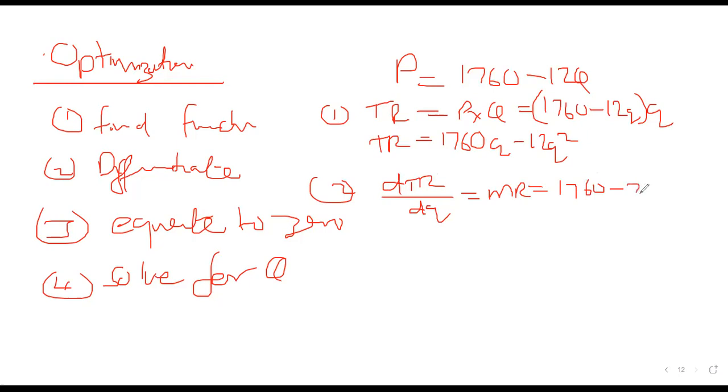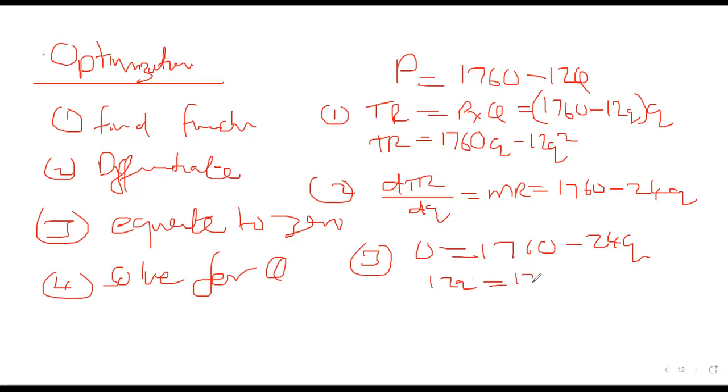1760 minus 24Q. Then step 3, you equate to 0. 1760 minus 24Q equals 0, and this one will come to this side. 24Q is equal to 1760. So you divide both sides by 24. Who wrote 12 there? Stop writing on my board. So divide by 24 on both sides. What do we get? 1760 divided by 24.